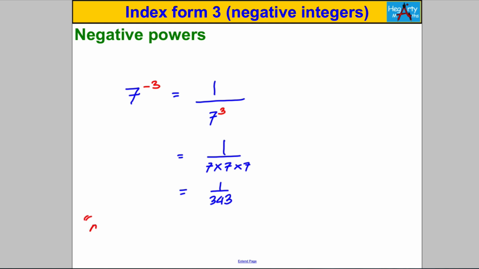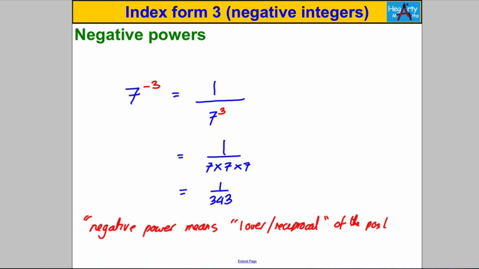We can give ourselves a little rule here. Negative power means 1 over, or the reciprocal. That's the proper mathematical word. Negative power means 1 over or the reciprocal of the positive power. Okay, and that's all we have to learn. So for example, let's do one more. 8 to the negative 2 means 1 over 8 squared, and 8 squared is 64, so that's 1 over 64. And there you go, that's everything you need for negative powers.